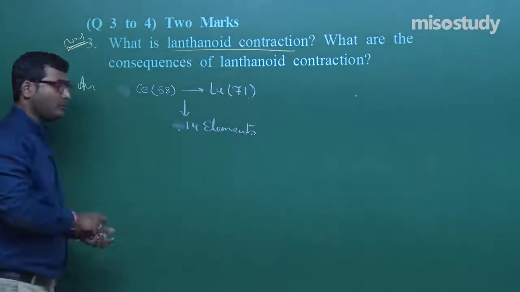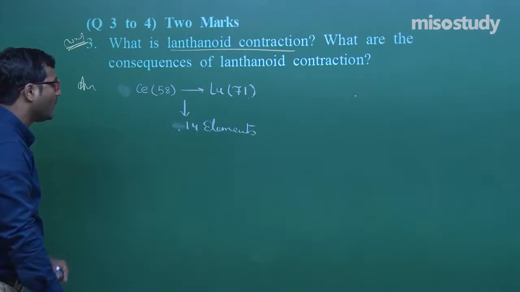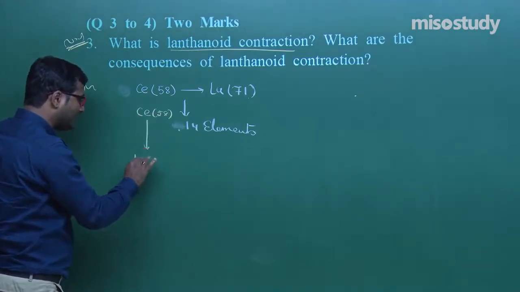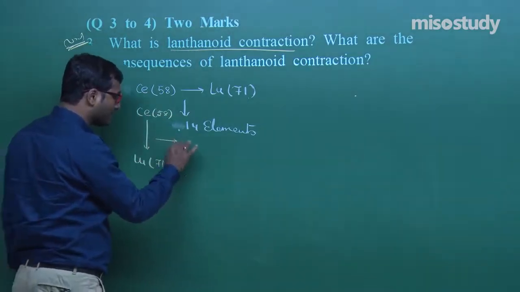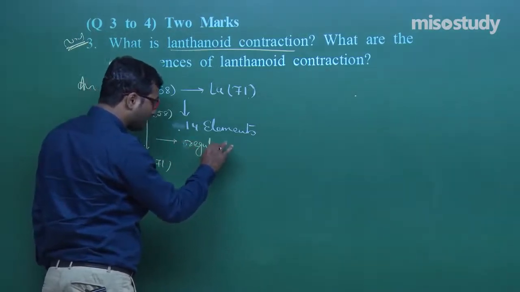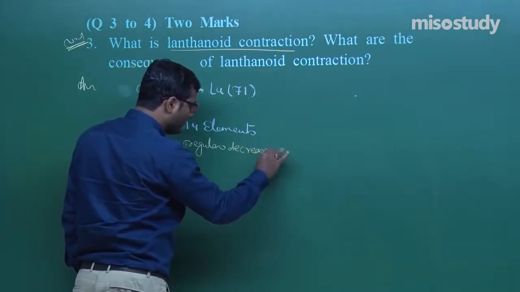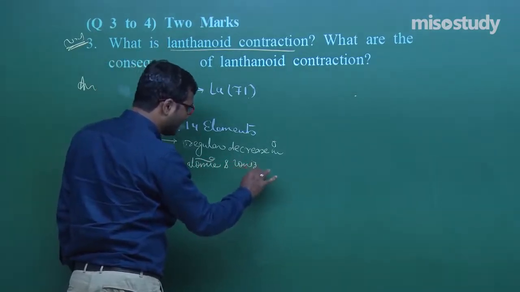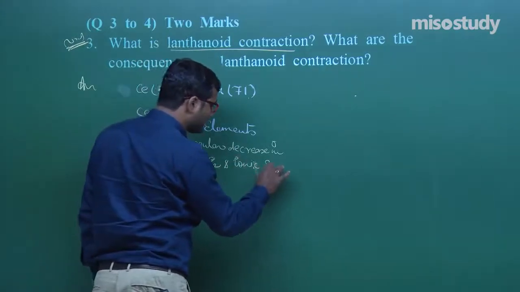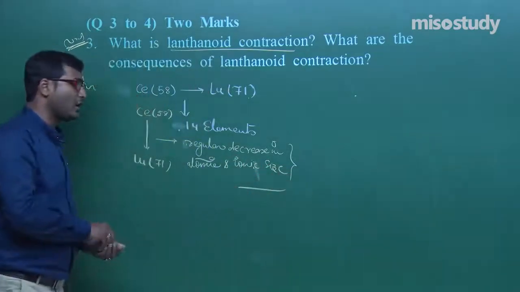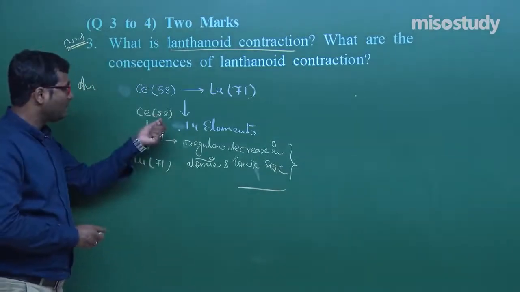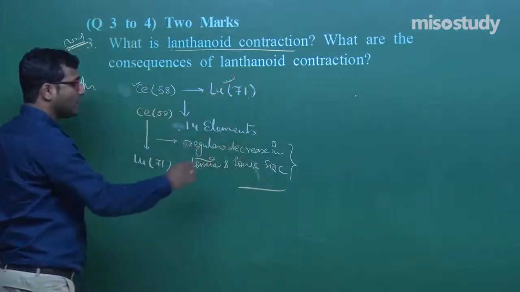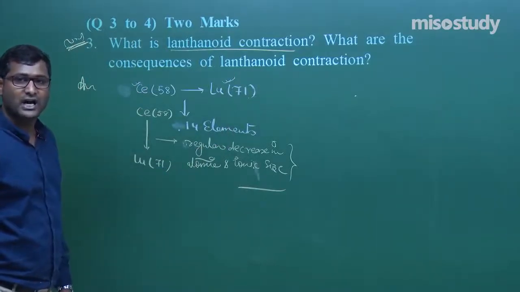58 to 71. Clear? Now what do we observe when we move from cerium to lutetium? There is a regular decrease in the atomic and ionic size when we move in the lanthanide series, that is from 58 to 71, due to the increase in the effective nuclear charge value.